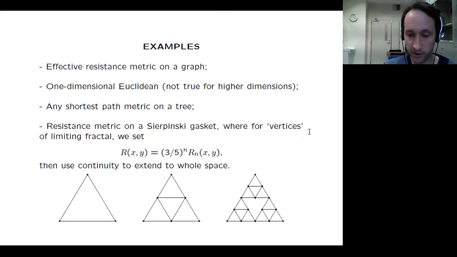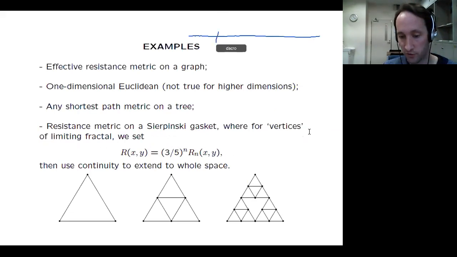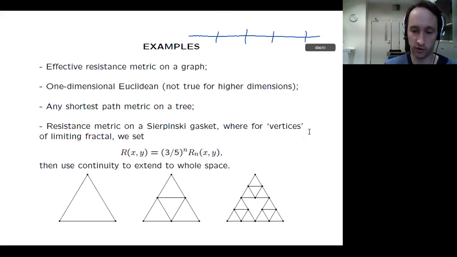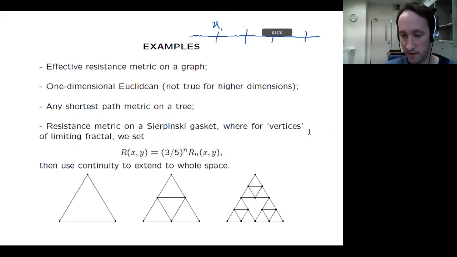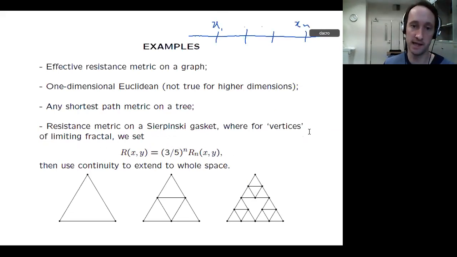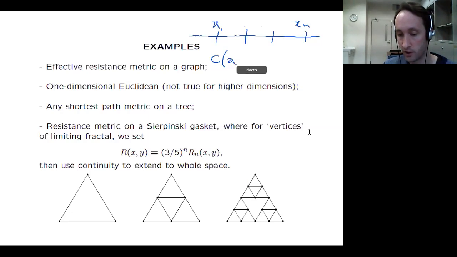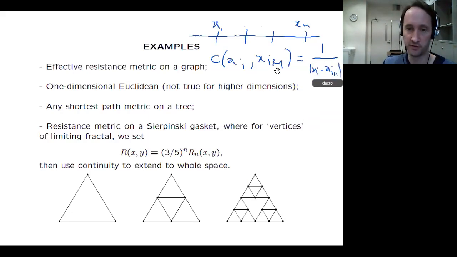Another very simple example is the one-dimensional Euclidean case. So again, what we want to check is that if we have points, say x1 up to xn here, we can put conductances between these so that the associated resistance metric is the Euclidean distance. And to do that, all we're going to do is, between the nearest neighbors, say that the conductance is 1 over their distance. So in other words, the resistance is just the distance between them, and then we just use the series law to see that the Euclidean metric is a resistance metric according to the definition I wrote down before.